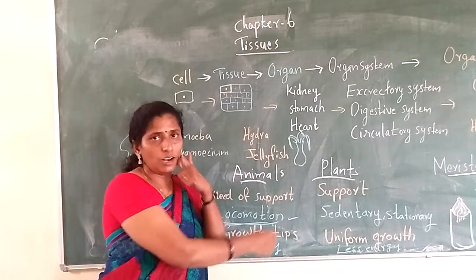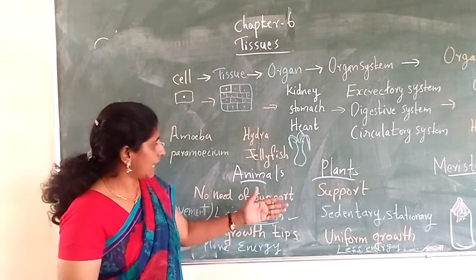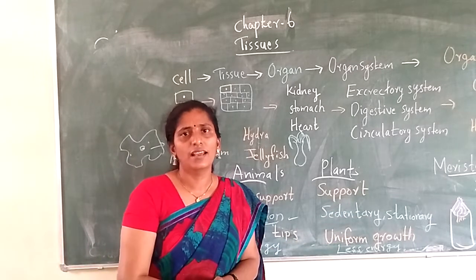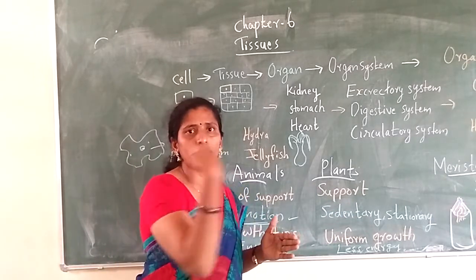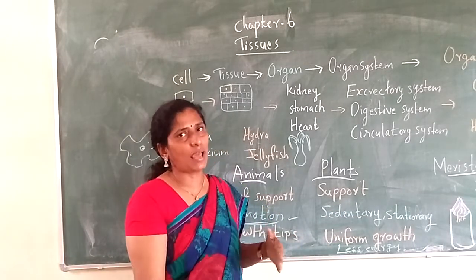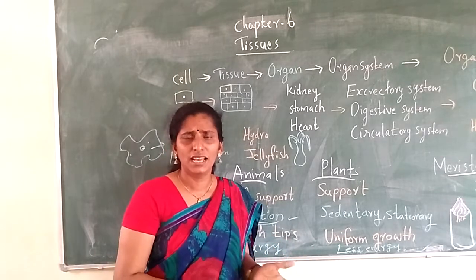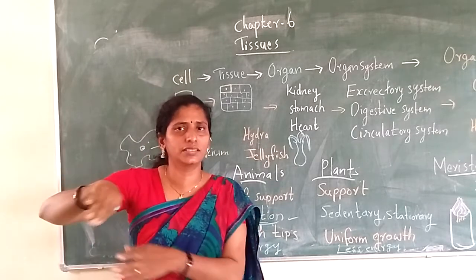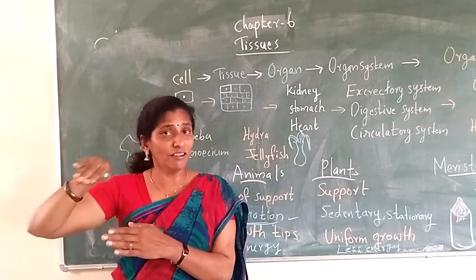So what is the difference between locomotion and movement? To do locomotion, the animals need more what? Energy. So animals need more energy than plants. Plants don't need that much energy. That's why, whatever food they make, they keep it aside, like in the fridge.